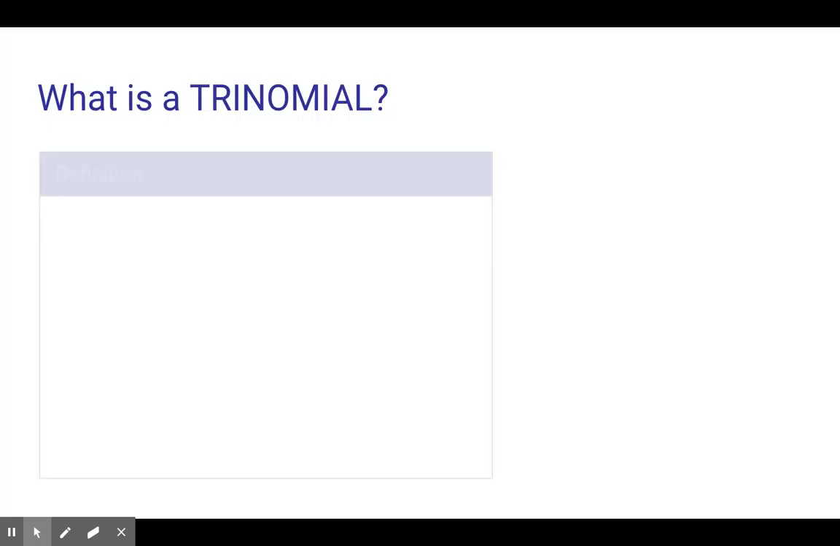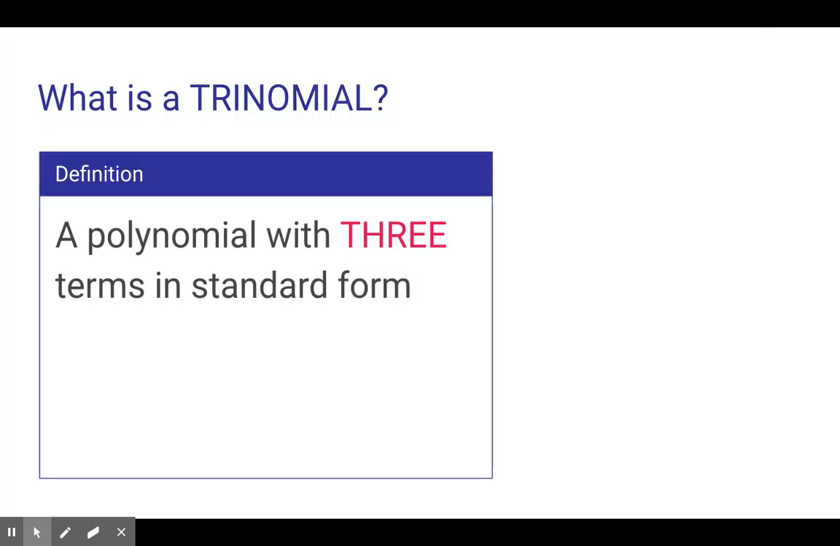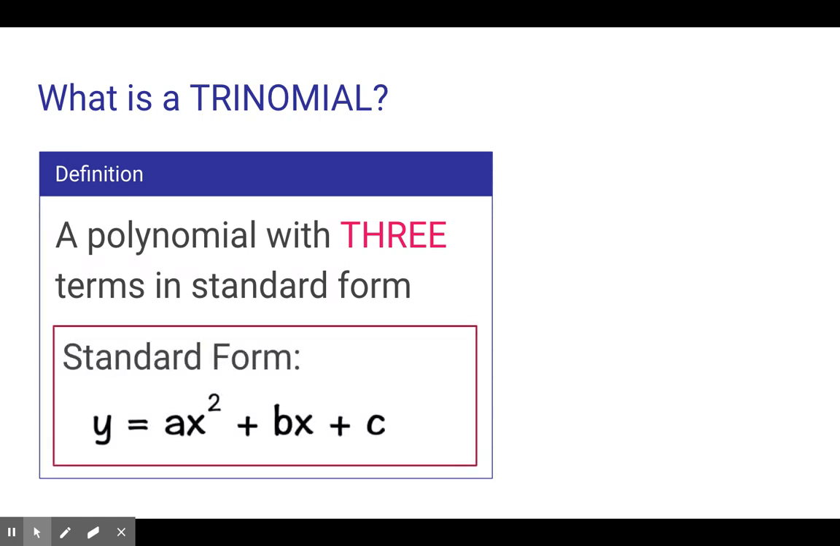So what is a trinomial? The definition is a polynomial with three terms in standard form. If we remember our standard form from our forms last week, standard form is y equals ax squared plus bx plus c, where your highest degree term goes first.